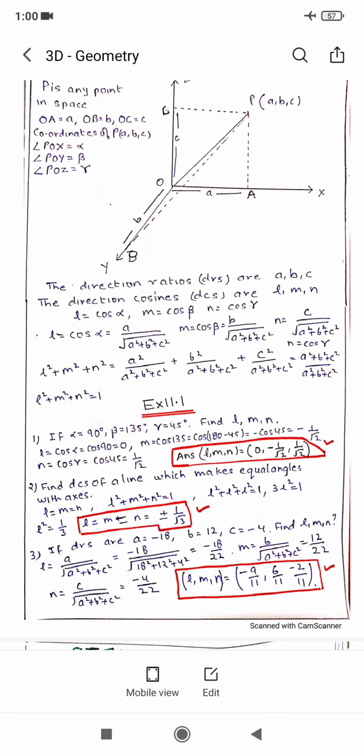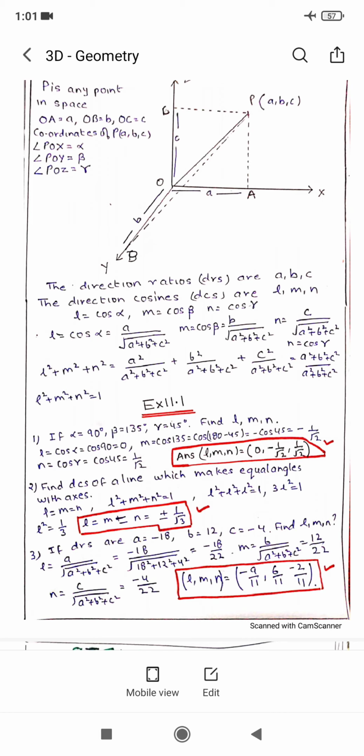Exercise 11.1, we are given the values of alpha, beta, gamma. We find the values of l, m, n. l is cos alpha, cos 90, which is 0. m is cos 135, which can be written as cos (180 minus 45), second quadrant, cos negative, so minus cos 45, minus 1 by root 2. n is cos gamma, cos 45 degrees, that is equal to 1 by root 2. The DCs l, m, n are 0, minus 1 by root 2, 1 by root 2.